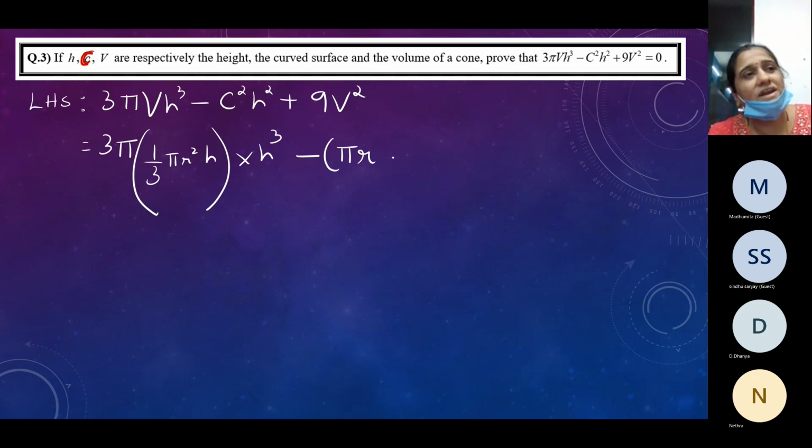But in the next step, we'll write L as root of... See, now you write L, children. Okay, when you're working, you write L. Now, in the next step, you should replace L with root of h square plus r square.